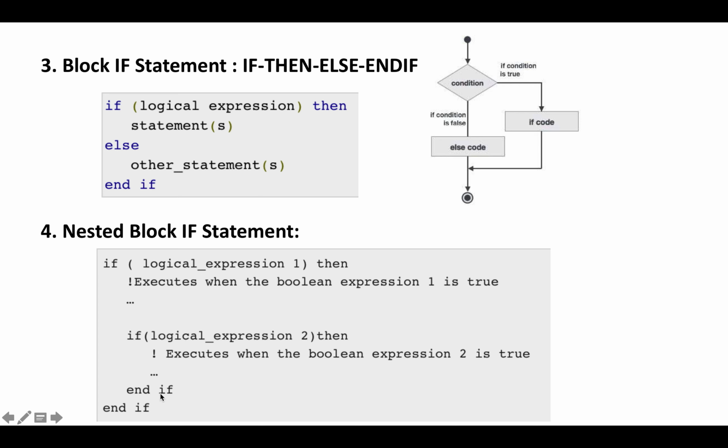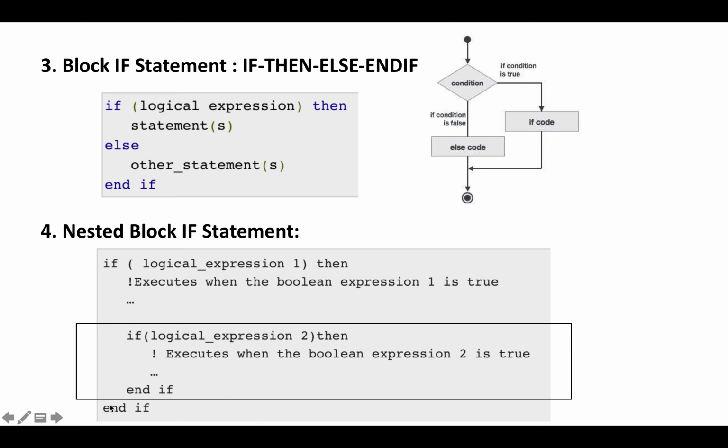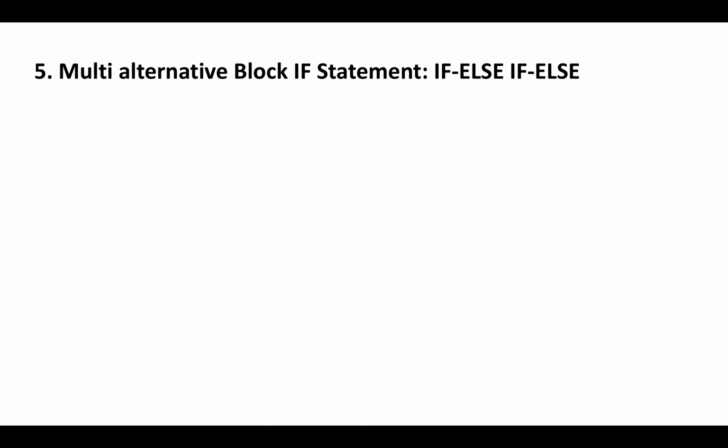Remember, this is the completion of the inner if, and after that, if you want to write another statement, you can write it, or simply stop the outer if. So the condition inside this rectangular box is a nested if statement inside an outer if statement. Then the fifth one is the multi-alternative block if statement, which is also if, else if, and end if statement.